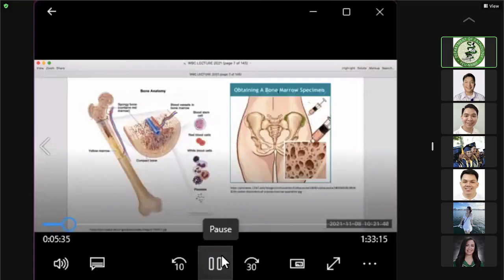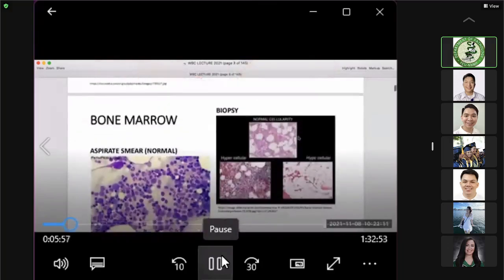So this is just a diagram that shows us certain areas that are preferred, particularly this iliac region, to obtain a bone marrow specimen. And then you are taught, or you will be taught in clinical diagnosis, how this is being done.